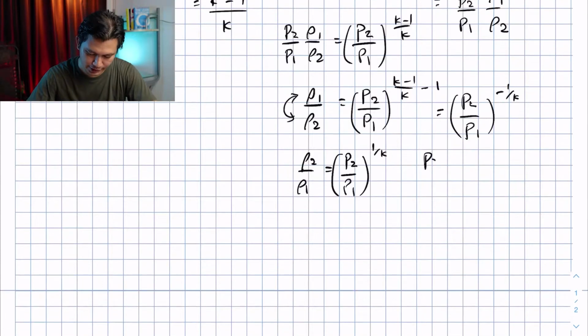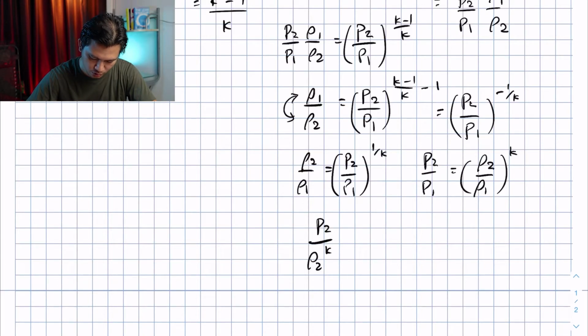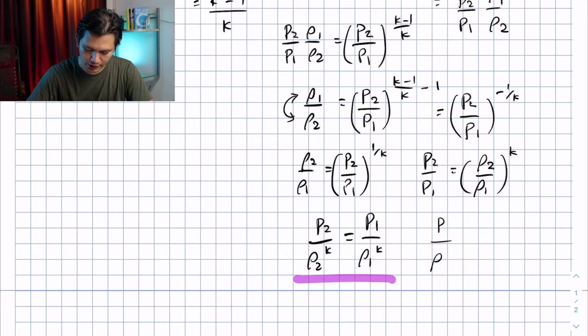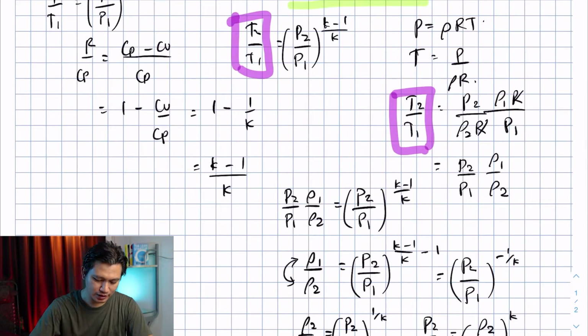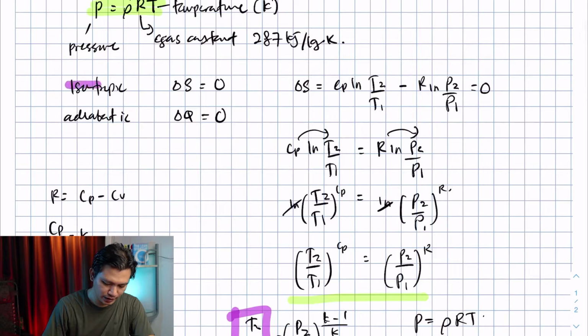I hope that makes sense to you. And if I do P2 over P1, this is going to be equal to rho 2 over rho 1 to the power of K, right? And if I rearrange it a little bit, I'm going to get P2 over rho 2 to the power of K equal to P1 over rho 1 to the power of K. And because of this relationship, I can also say that P divided by rho to the power of K equals a constant.